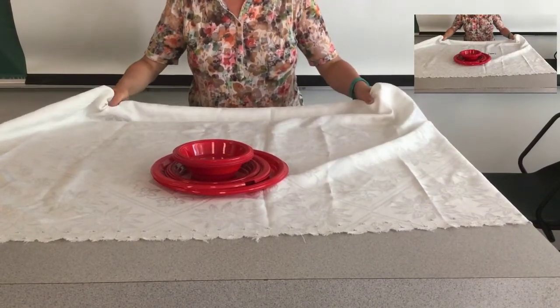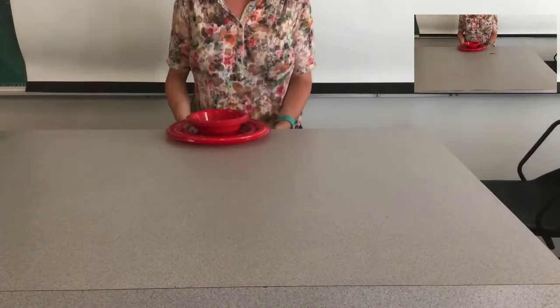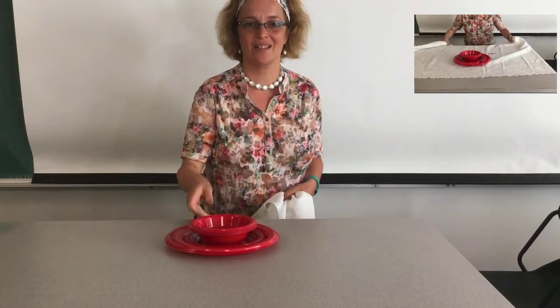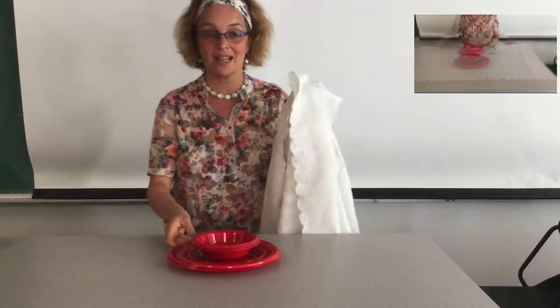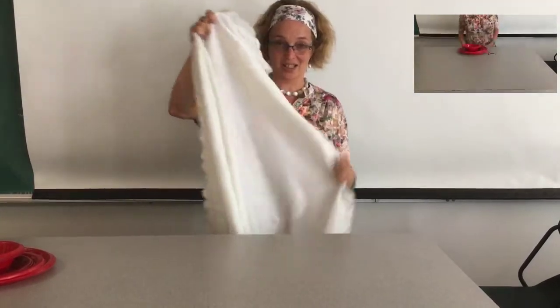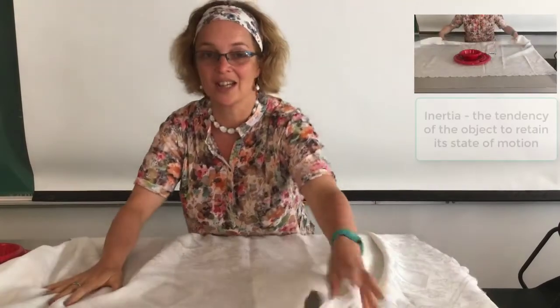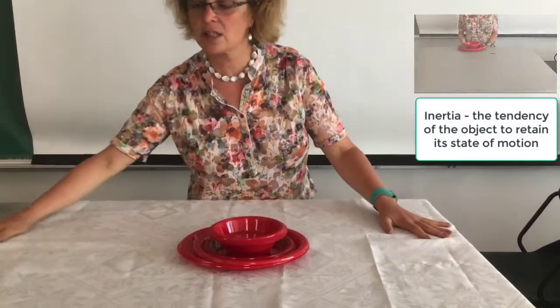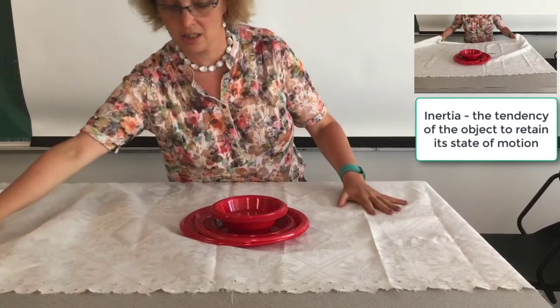3, 2, 1, go. And you can see the plates remained on the table. They slid a little bit. So the point is that if you pull the tablecloth very, very fast, because of inertia, there is not enough static friction to hold the plates, and they will remain in place.